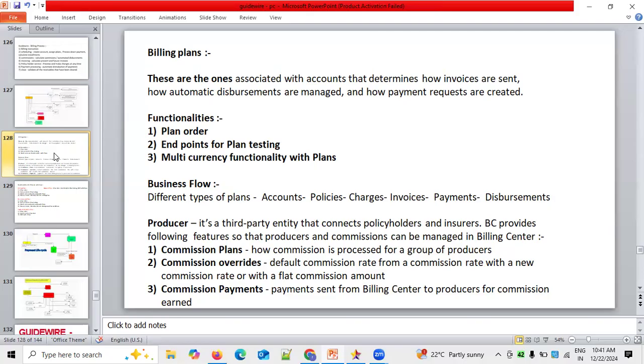When it comes to the functionalities of the billing plans, there are three major functionalities. One is the plan order, followed by endpoints for planning, testing, and all, followed by multi-currency functionality with the plans. Because as far as the payments and the premium are concerned, currency can be anything. It can be dollar, Indian rupee, euro, or pound. So different currencies will be there. Multi-currency functionality with the plan is one of the major functionalities under the billing plans.